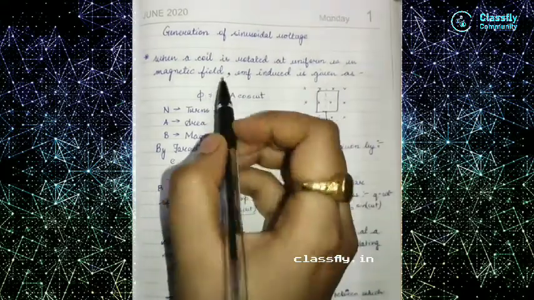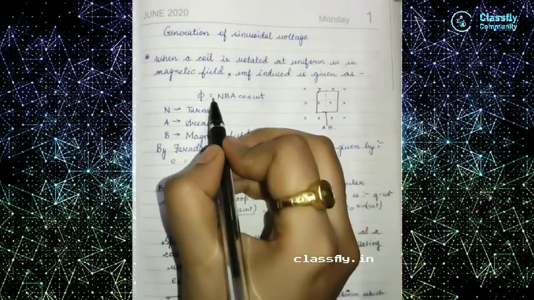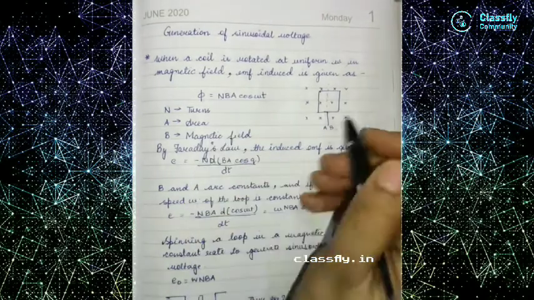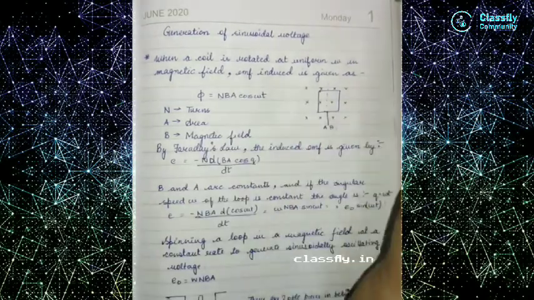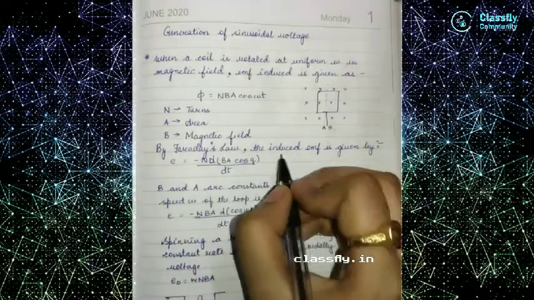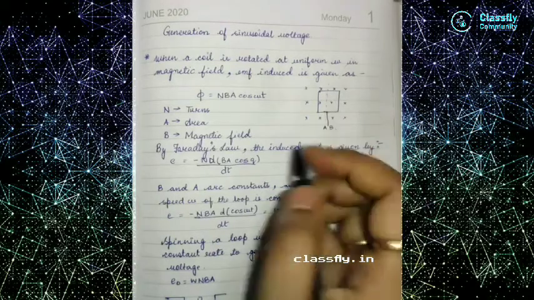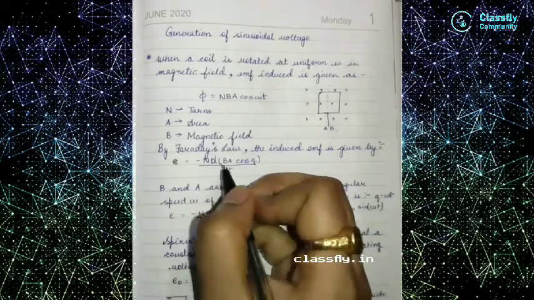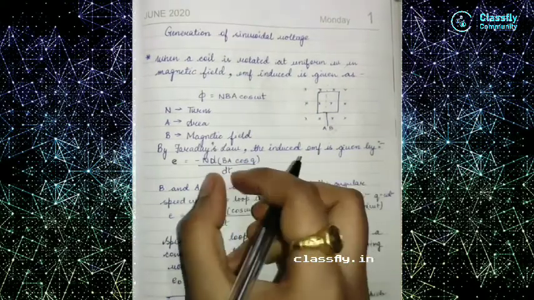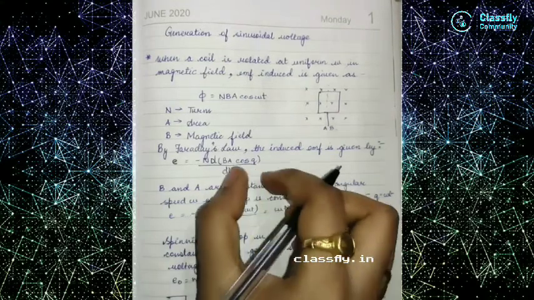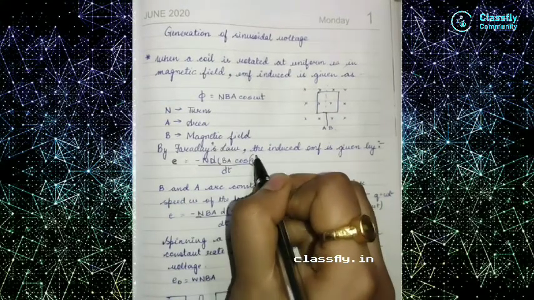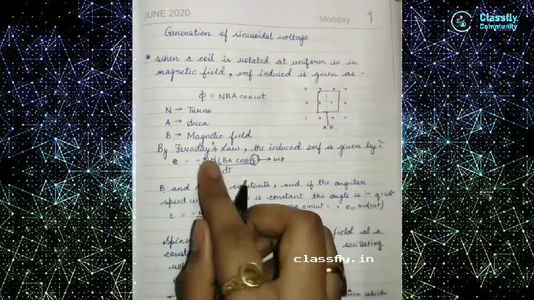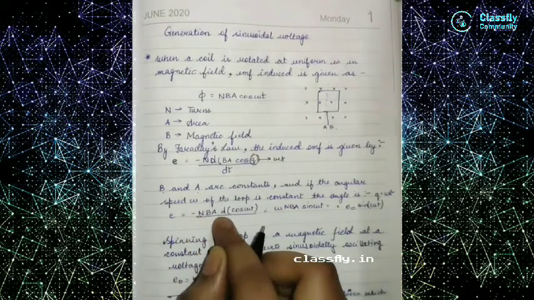So we say that this phi, that is the flux, is equal to NBA cos omega t, where N means the number of turns, B is the magnetic field, and A is the area. By Faraday's law, the induced EMF E is minus N d by dt of BA cos theta, where theta is omega t. B and A are constants, so we take them out and get minus NBA.